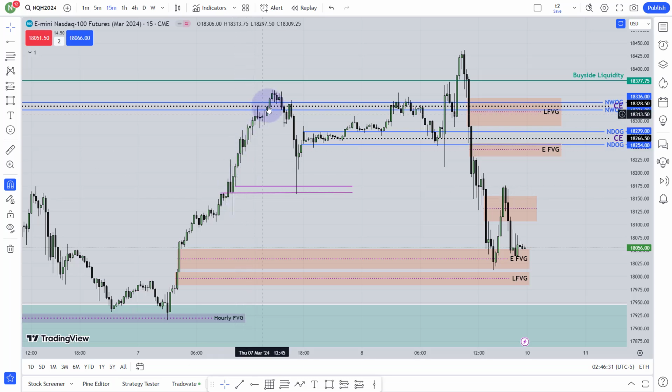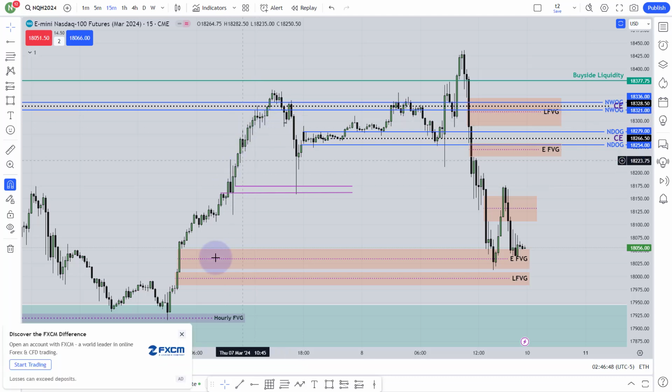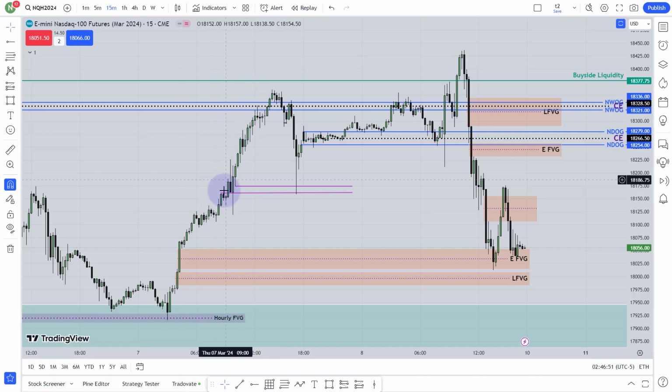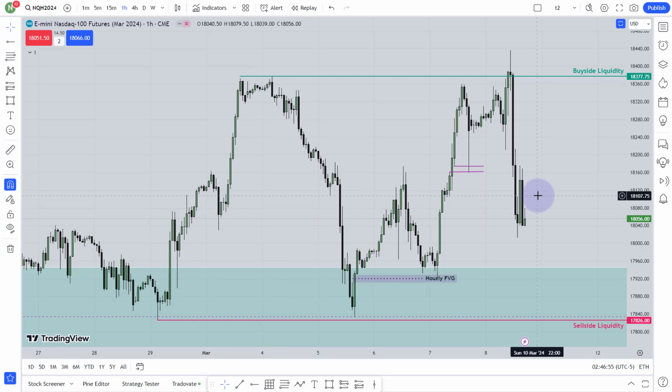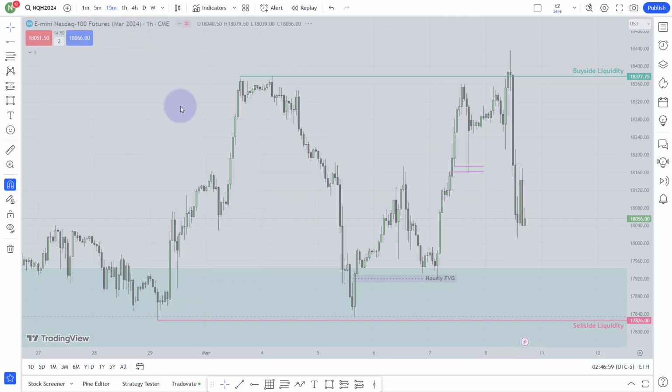Now you can ask me why I marked the hourly fair value gap. The reason is from the 15-minute chart, it's messy. It's not clean price action over here. So I have to go either to the hourly time frame or the 5-minute time frame. But as you can see, there are a lot of candles on the 15-minute chart. If I go to the 5-minute chart, there will be many more candles. So I went to the hourly chart over here and here, and I found the last fair value gap. Now I'm in the 15-minute chart.